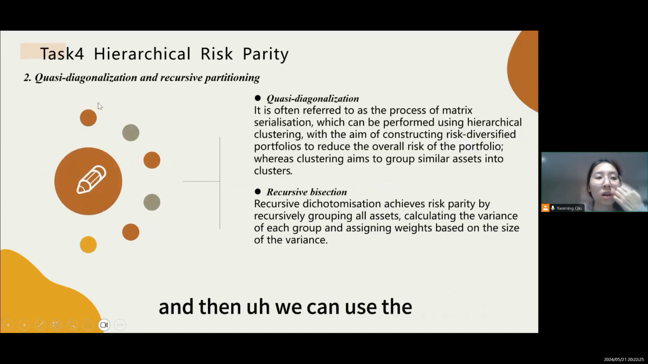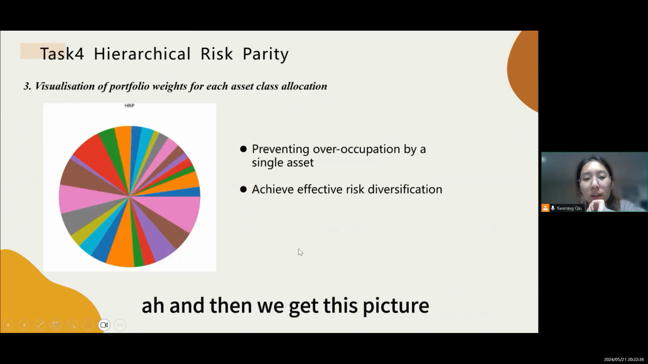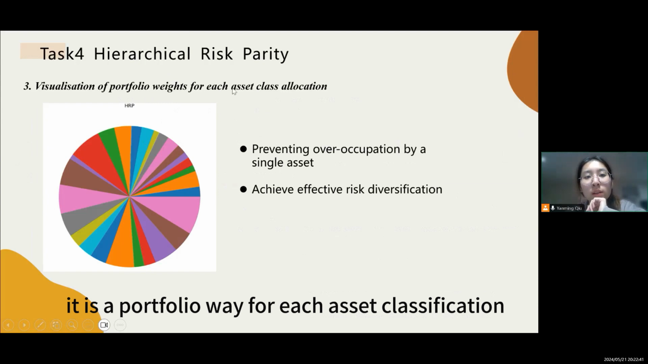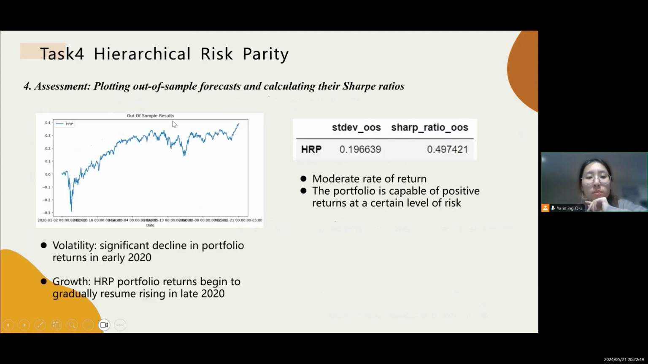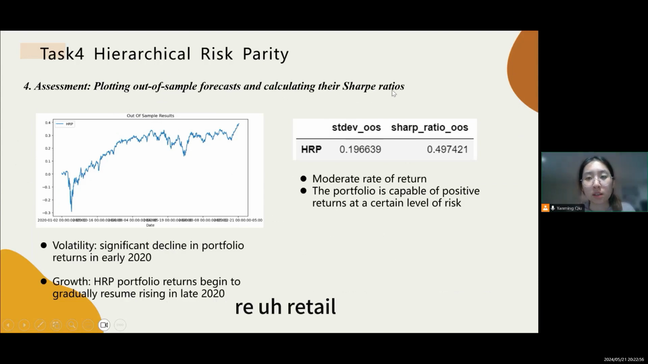And then we can use quasi-diagonalization and recursive bisection. And then we get this picture. It is the portfolio weight for each asset classification and achieves effective risk diversification. And then we plot the out-of-sample forecasting and calculate their Sharpe ratio.